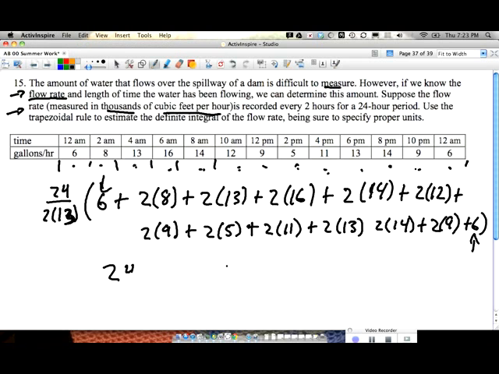So it's 240 thousand cubic feet. That is a lot of water.